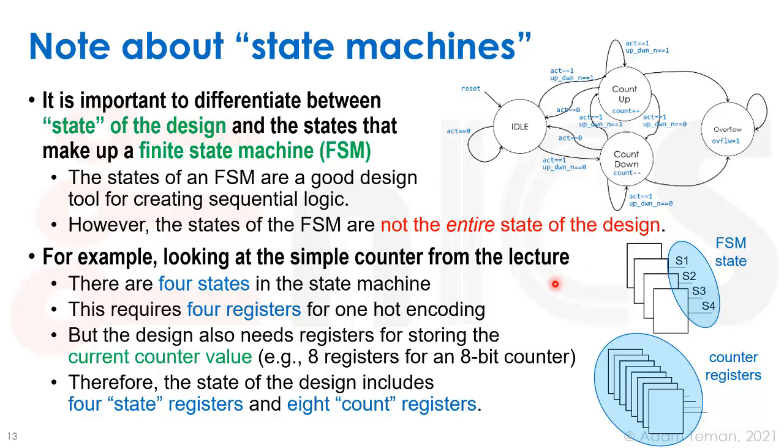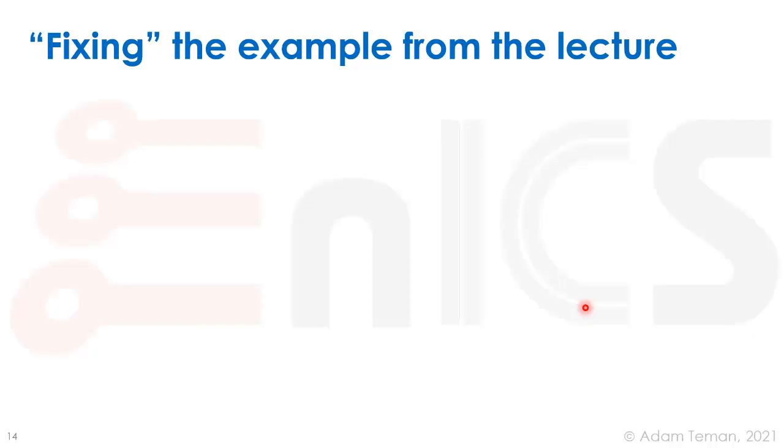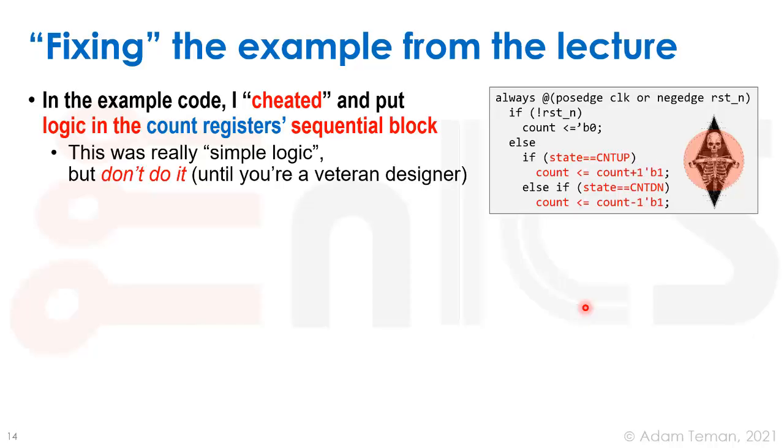And don't get confused about that. The state of the design is all of the registers in the design, and these guys as well. They should be described independently without any logic in them. So I'm going to go back and fix kind of a sin that I made. In the example code, I cheated and put some logic in the count register sequential block, and this was really simple logic. And don't do it until you're a veteran designer.